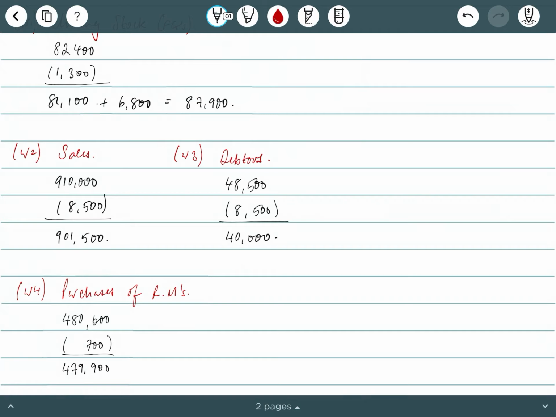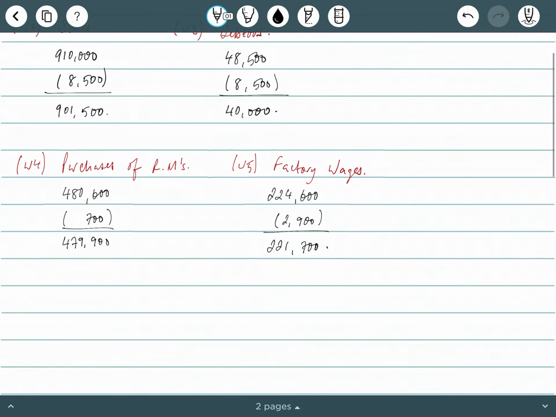So the next working you're going to open up is factory wages. We go back to the trial balance and locate direct factory wages there. It's 224,600. And we should subtract that 2,900 from it. So 224,600 minus 2,900 is 221,700.